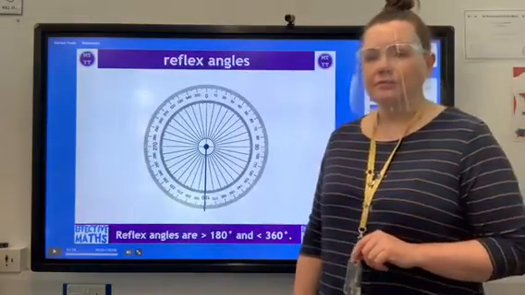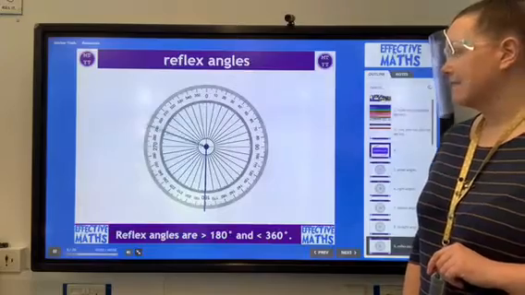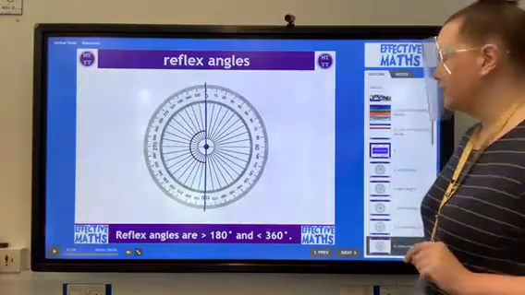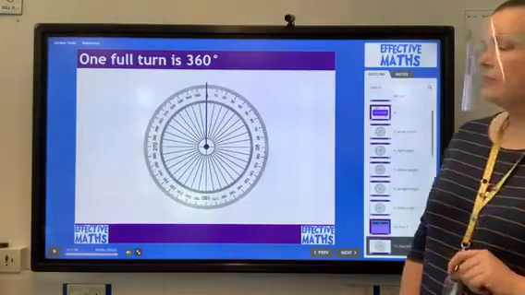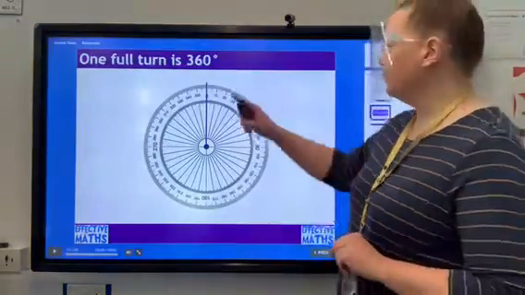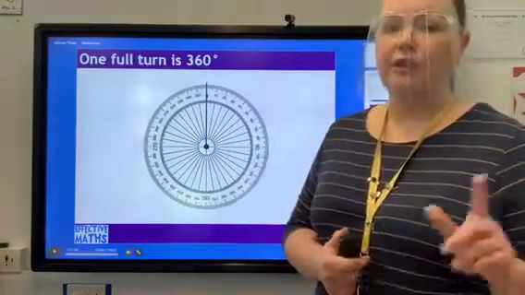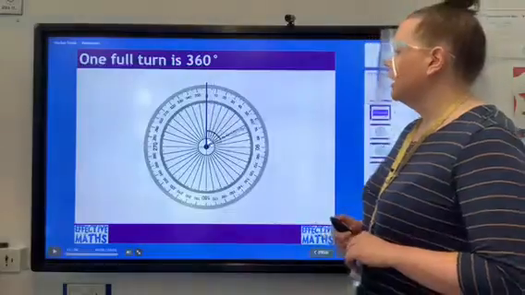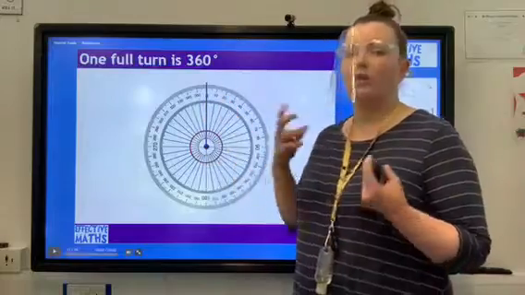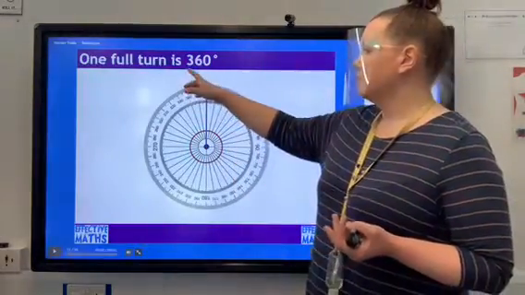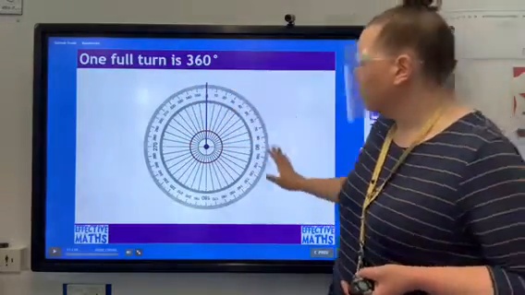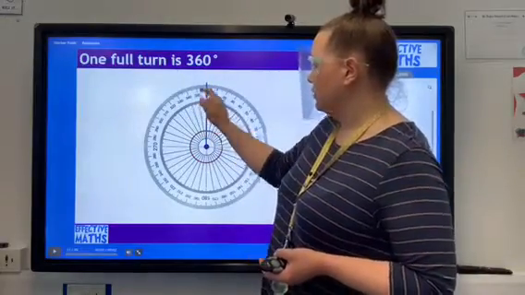Reflex angles are more than 180 and less than 360 degrees. So they are more than a straight angle, but less than 360 degrees, okay? One full turn is 360 degrees. If you go all the way around this protractor, it is 360 degrees, not 180. We mark it just like our 24-hour clock, where 0 is 12 a.m., but we say 0. It's going all the way back to the beginning, so even though it's on 0, it's actually 360.